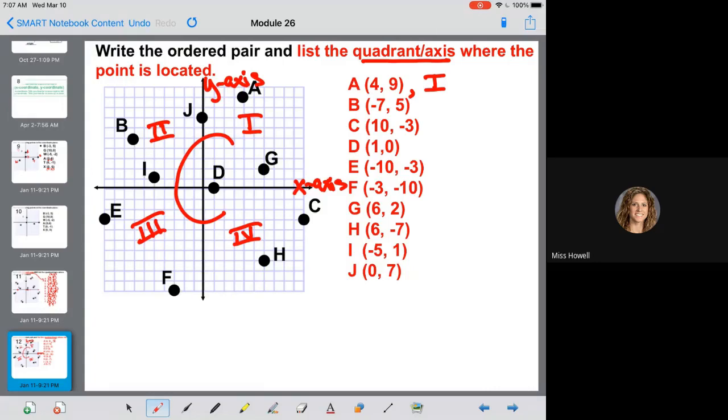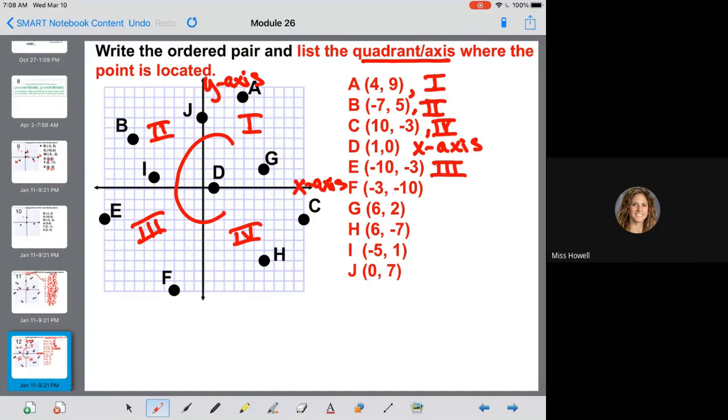All right, B then is in quadrant number 2. On your computer, just 2 capital I's. Point C is down here, bottom right, which is quadrant 4, IV. All right, 1, 0 is a sort of a special case here because it's not a quadrant. It's directly on our axis. So we can't give it a quadrant. We have to say that it's on the x-axis. So be careful there.